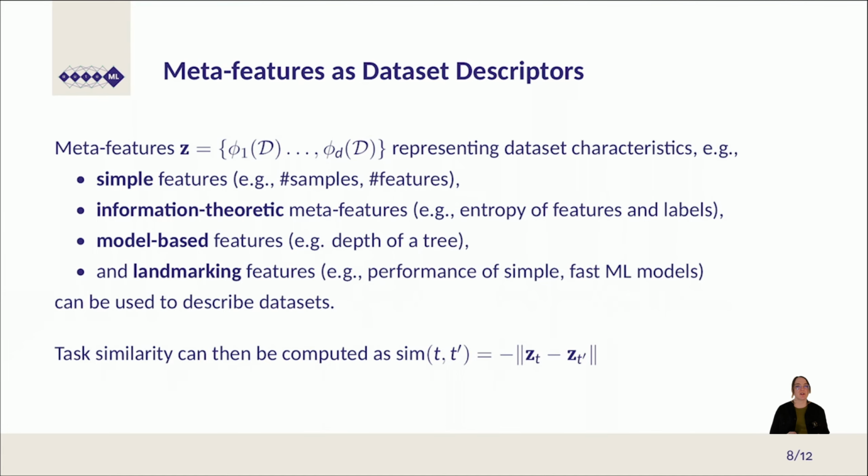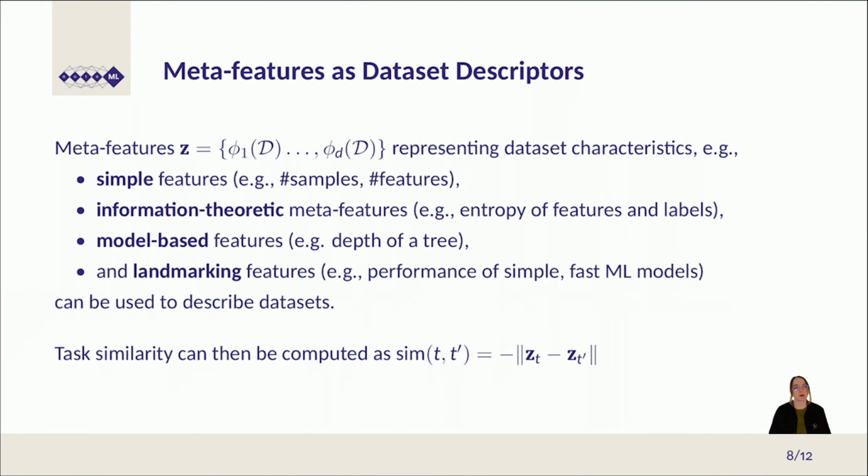Meta features are dataset descriptors that are defined as functions that you can run on the dataset that will give you a value which represents a dataset characteristic. Very simple meta features are, for example, the number of samples and the number of features, or the number of missing values, and so on. But there are other types of meta features. Others are information theoretic meta features, for example, entropy of features or labels. In general, you can describe the distributions of feature values. And another category are model-based features.